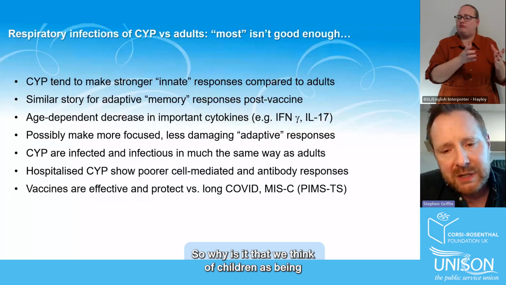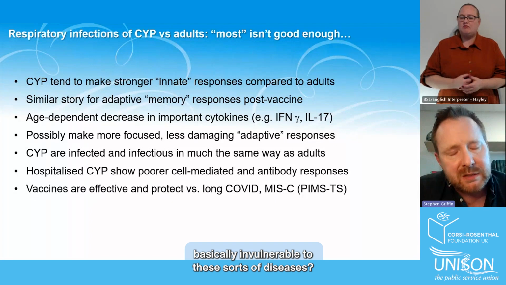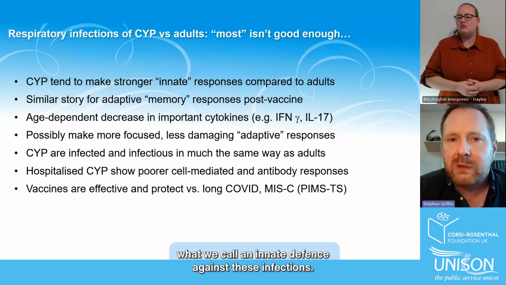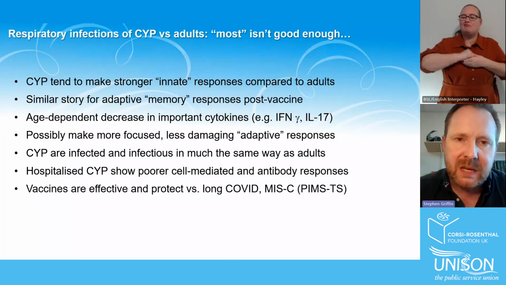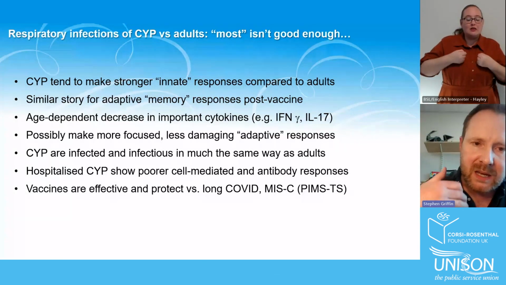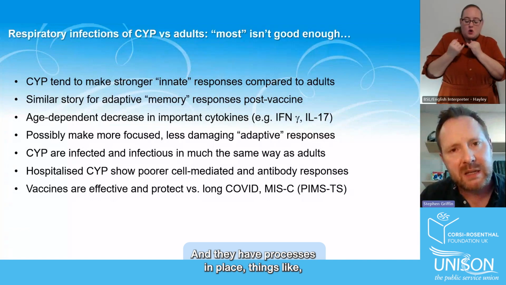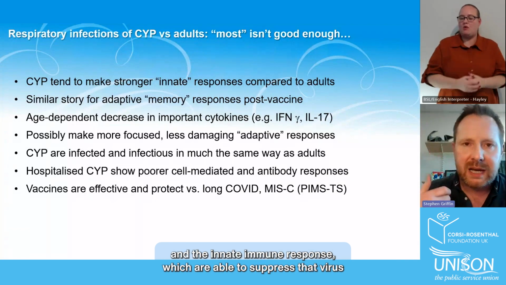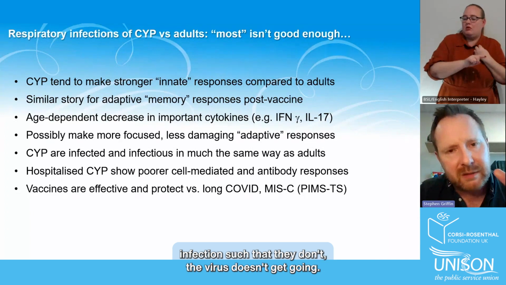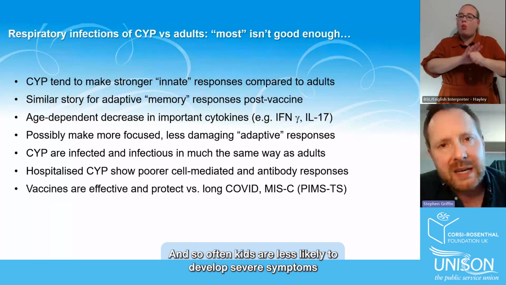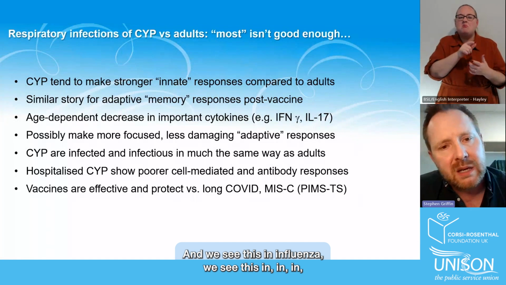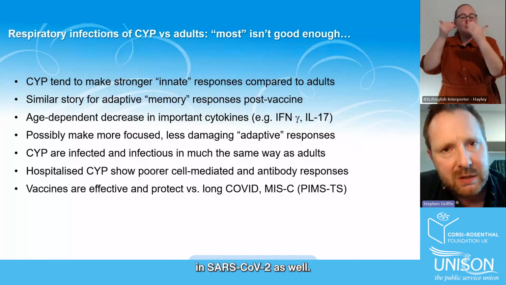So why is it that we think of children as being basically invulnerable to these sorts of diseases? Well, I'm not going to go into details here, but children tend to have a much more robust innate defense against these infections. So they're less likely to allow that virus to get a head start once it infects us. And they have processes in place, things like interferons and the innate immune response, which are able to suppress that virus infection such that the virus doesn't get going. And so often kids are less likely to develop severe symptoms compared with adults. And we see this in influenza, we see this in SARS-CoV-2 as well.